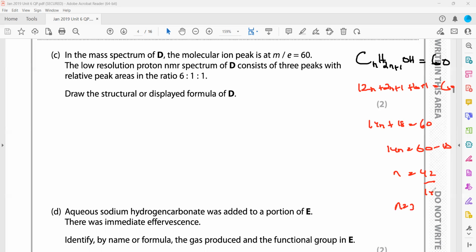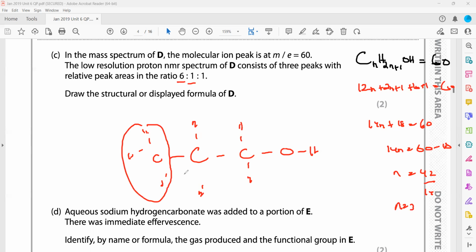So this gives an idea that there should be 3 carbon atoms in this alcohol, and the relative intensity should be 6:1:1. It can be either primary or secondary. But if I draw primary, then what is the relative intensity? The relative intensity should be 3, and there will be 4 hydrogen environments. This is one hydrogen environment, this is the second, third, fourth. But we want 3 hydrogen environments. So it cannot be primary.